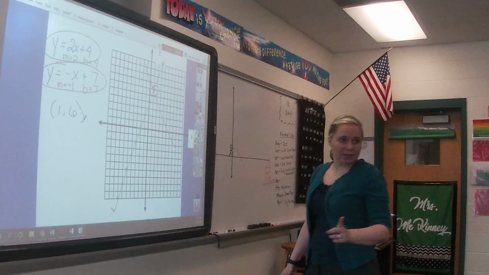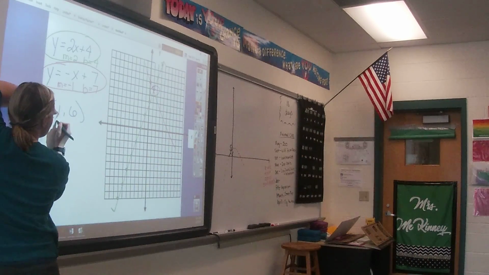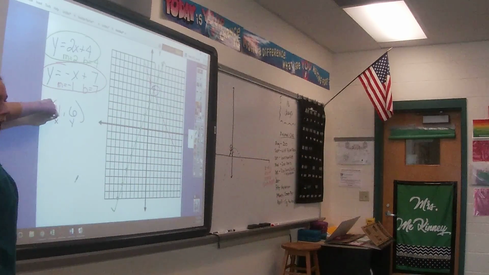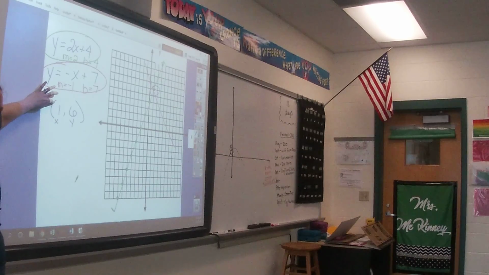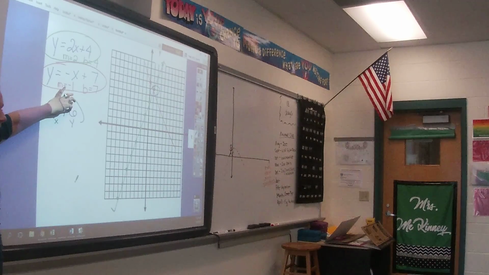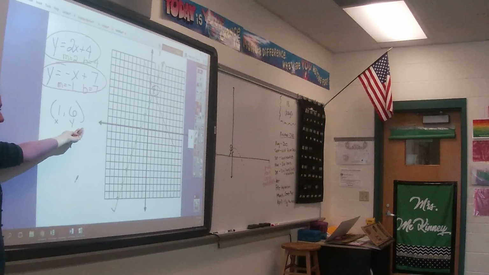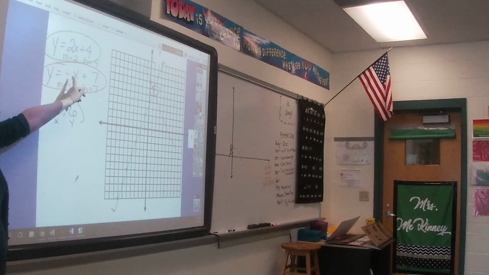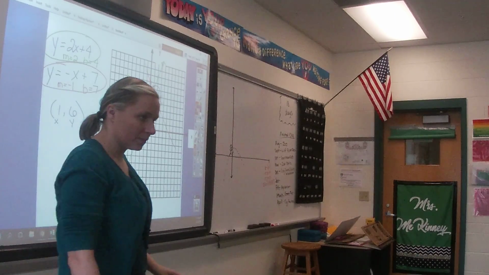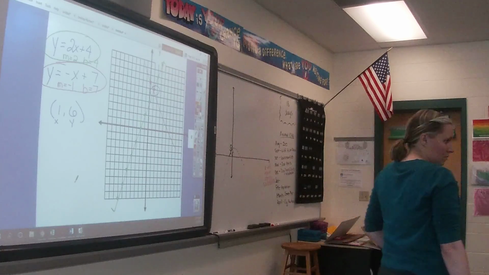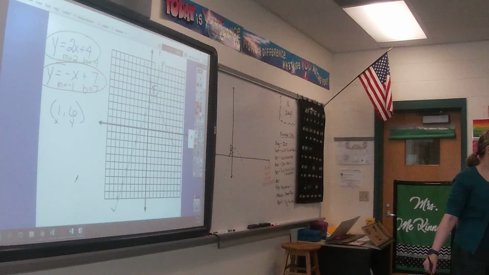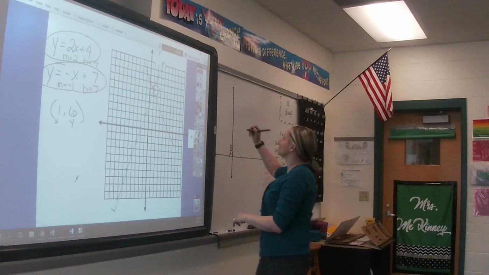Okay, this tells us x equals 1 and y equals 6. So when x equals 1 and y equals 6, these two equations are both true at the same time. Okay? So let's look at another one.